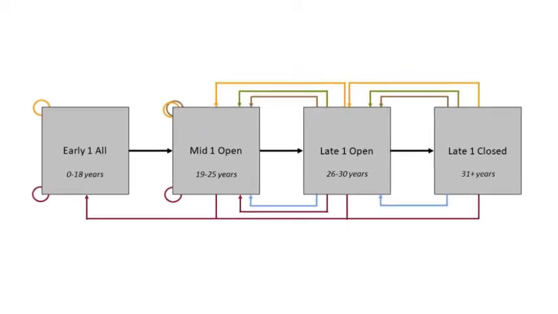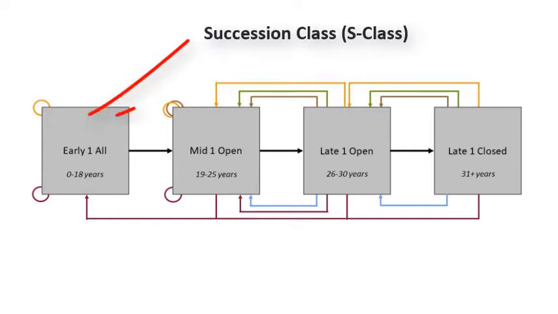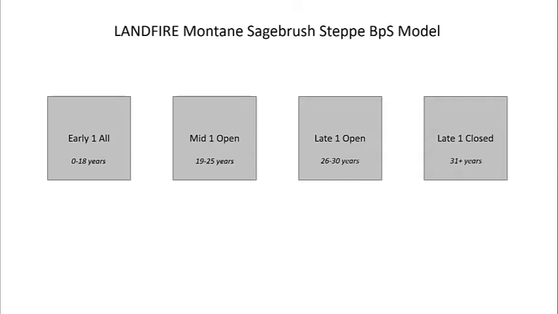A state is a development or seral stage. In LANDFIRE, we call these succession classes, or S classes for short. Here are 4 states that make up a sagebrush ecosystem.